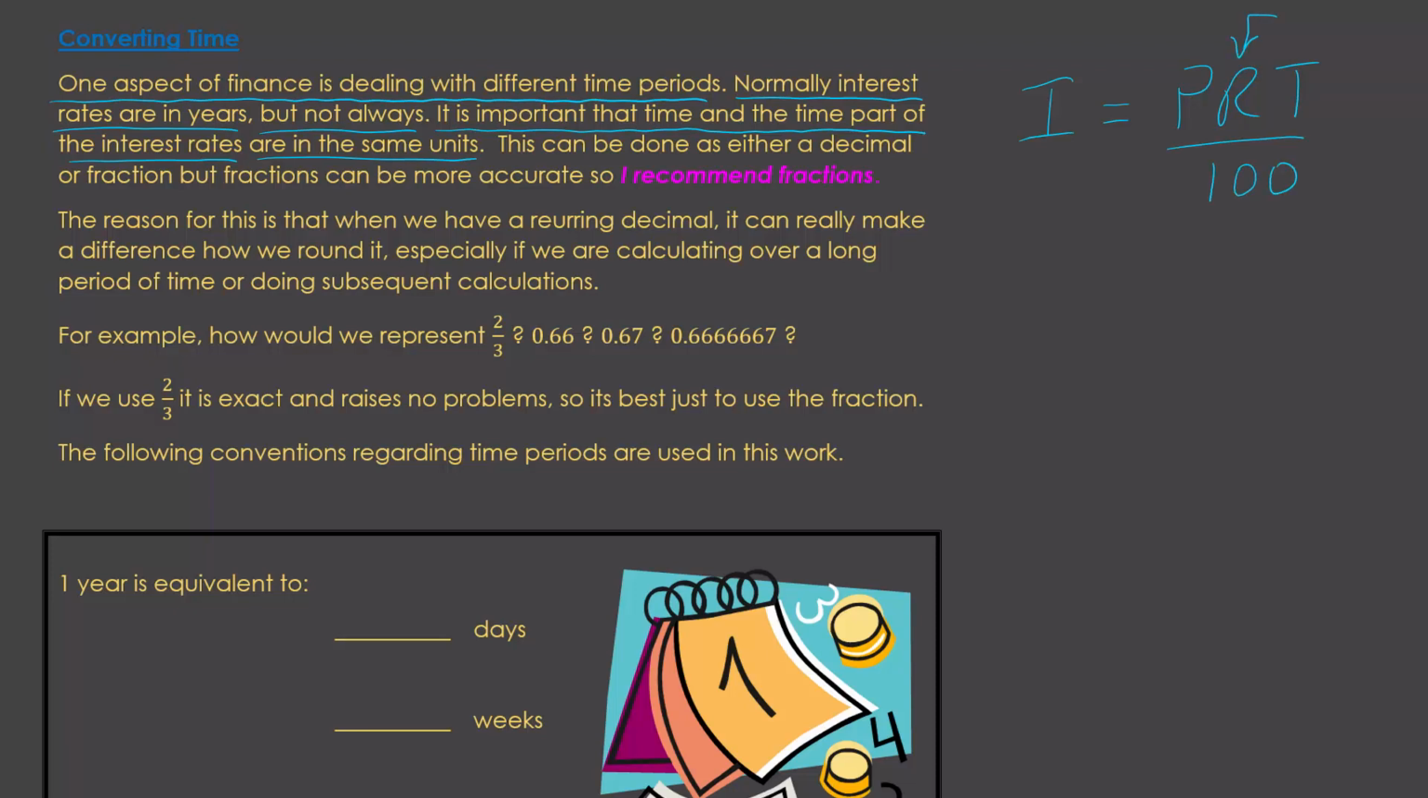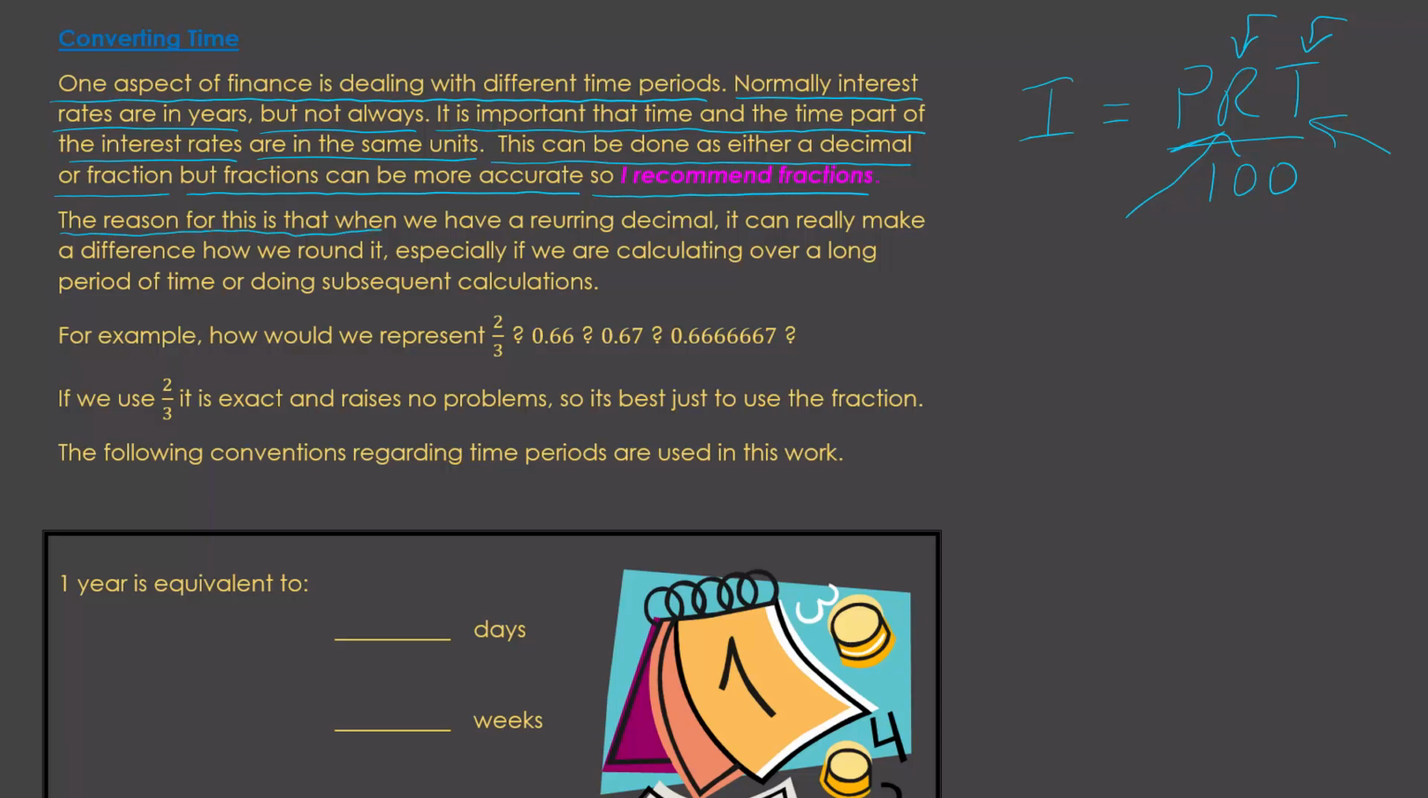Here, R is the interest rate and T is the time. You cannot have a rate in months and a time in years. They need to match. This can be done either as a decimal or a fraction, but fractions can be more accurate, especially when we have recurring decimals, so I recommend fractions.